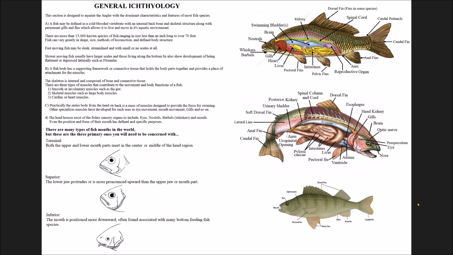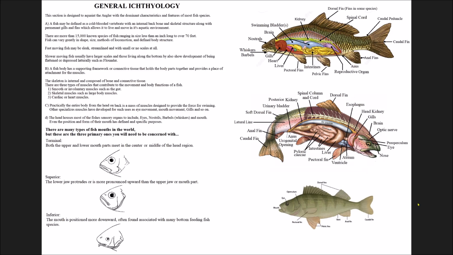There are more than 15,000 known species of fish, ranging in size from less than an inch long to over 70 feet. Fish can vary greatly in shape, size, methods of locomotion, and defined body structure. Fast-moving fish may be sleek, streamlined, and with small or no scales at all. Slower-moving fish usually have larger scales, and those living along the bottom may also show development of being flattened or depressed laterally, such as flounder or halibut.